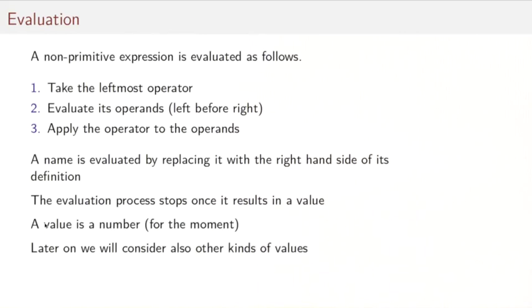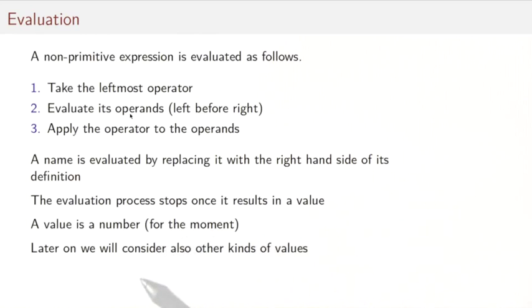Now let's have a look at evaluation. We have seen that these expressions were evaluated. How exactly did that happen? Well, the rules are well known from simple algebra. To evaluate a non-primitive expression, we typically take the leftmost operator, subject to the rules of precedence. We evaluate the operands of that operator, typically left before right, and we apply the operator to the operands.